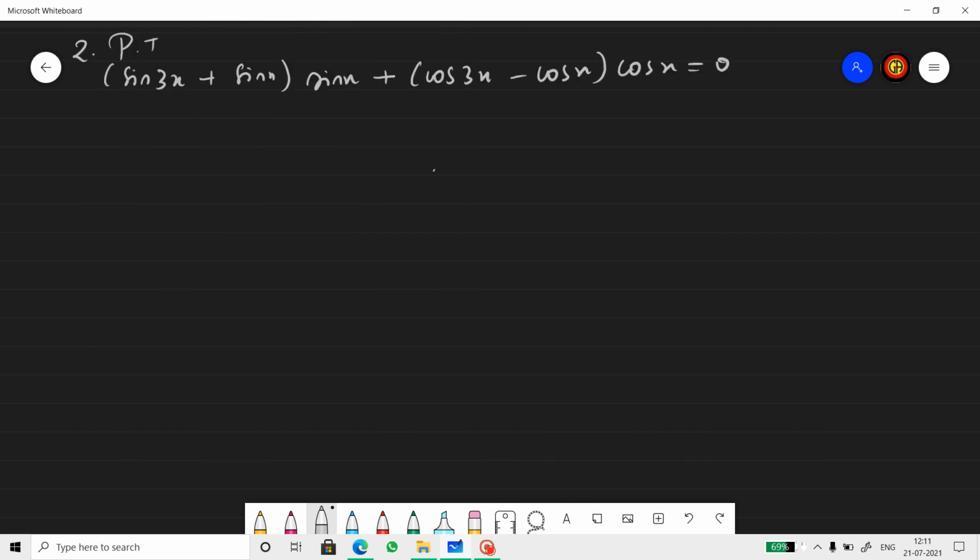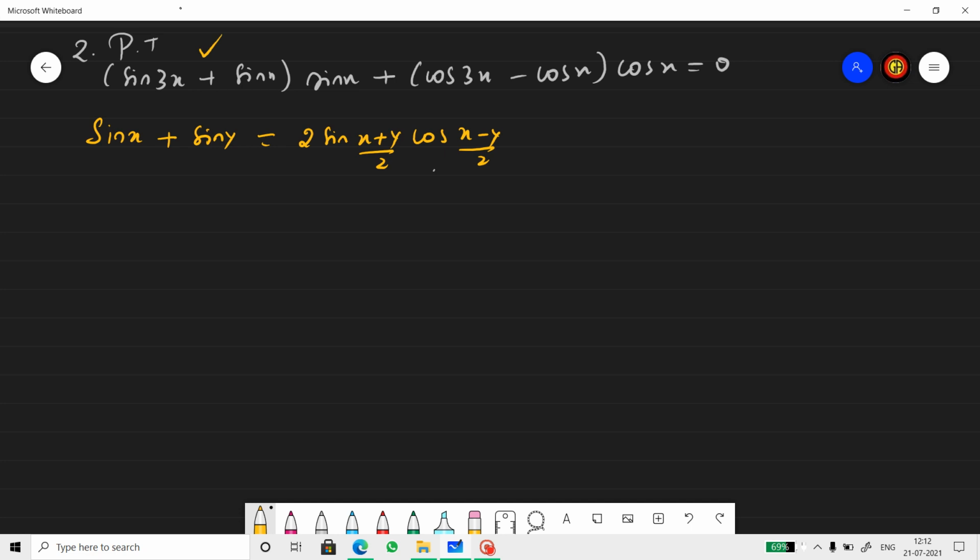So there it is. This is the second question. The terms are already grouped there. So let's just directly apply the formula. In the first one, we have to use sin x plus sin y. What is sin x plus sin y? 2 sin (x plus y) by 2 cos (x minus y) by 2.